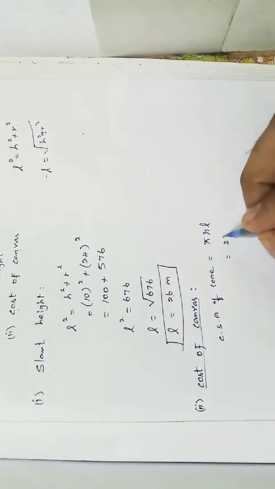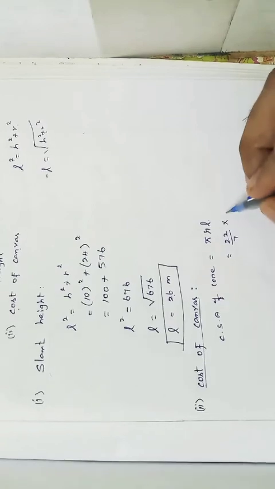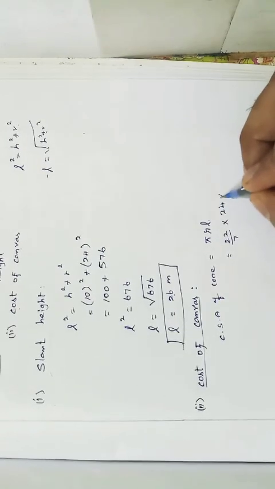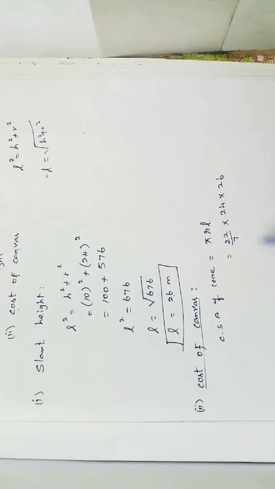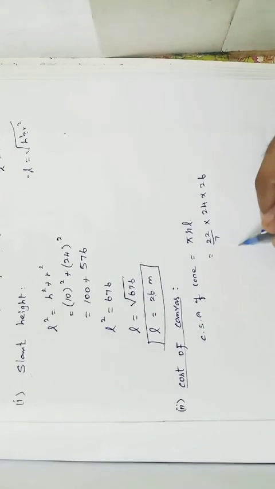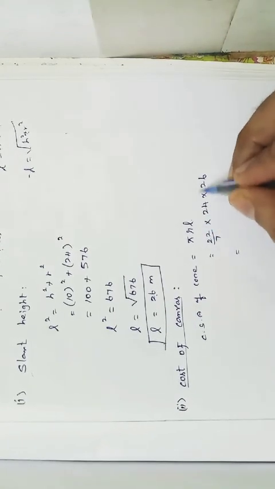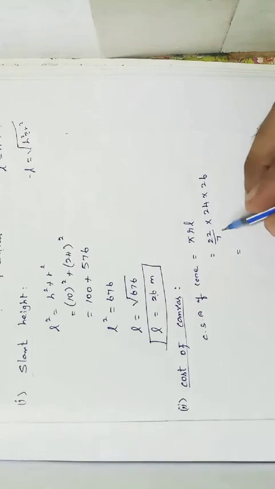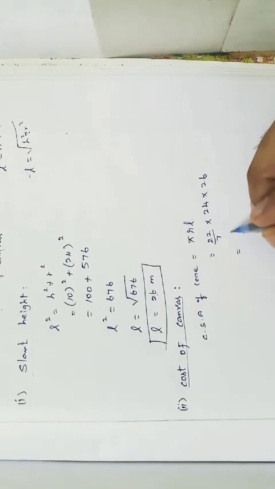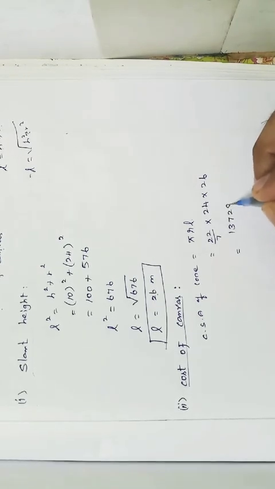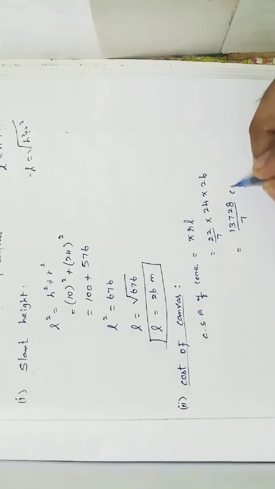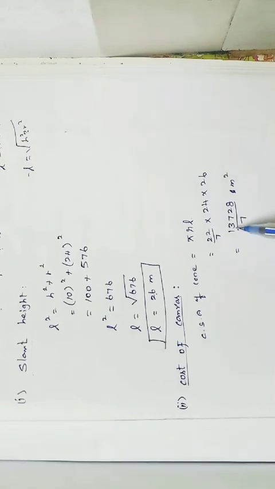So 22 by 7 into radius. What is the value of radius? 24, into L, which is 26. Is it possible to simplify? Nothing is there, so directly you can multiply. 22 into 24 into 26 is 13,728. So 13,728 divided by 7 meter square.